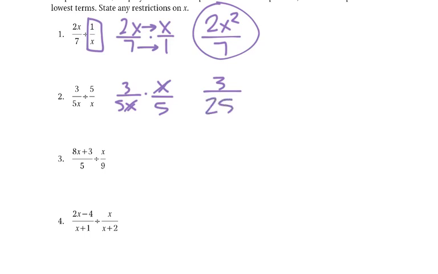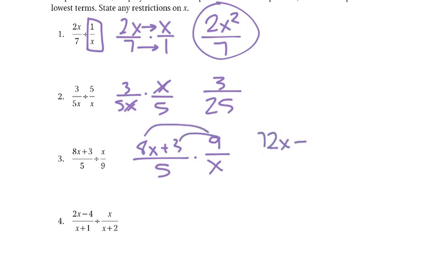Okay, number 3, 8x plus 3 over 5, can't reduce that one, times 9 over x. 9 times 8, 72x, 9 times 3 plus 27, over 5 times x, 5x. x cannot equal 0. That's the only restriction, because that's the only number that would make it 0.